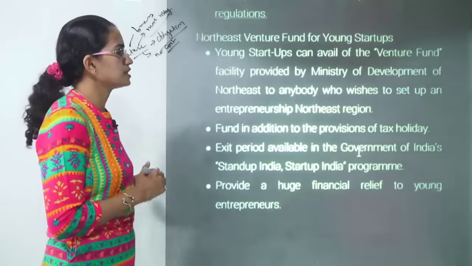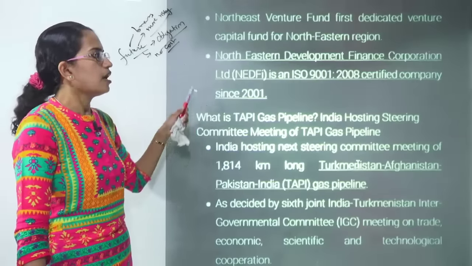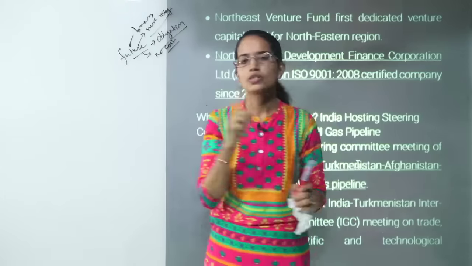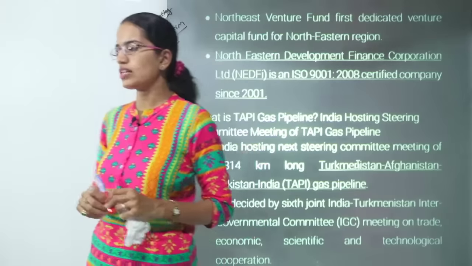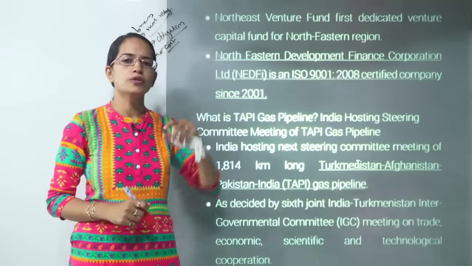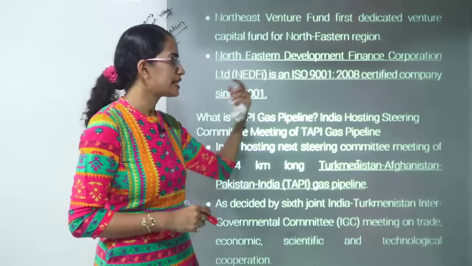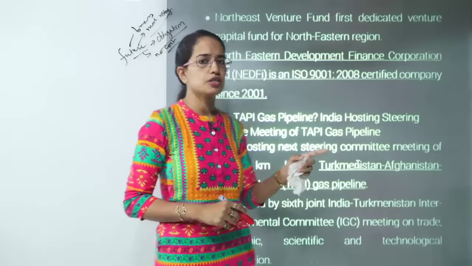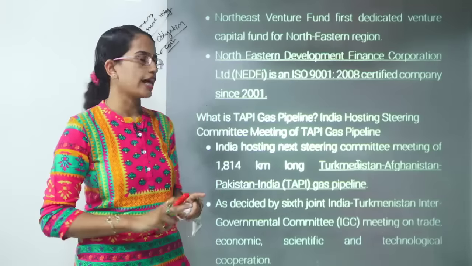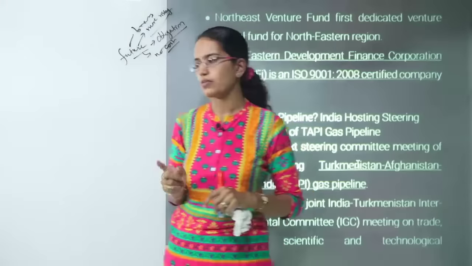The next is Northeast Venture Fund for Young Startups. This is again very important. You have a Northeast Venture Fund that has been established for the young startups, and this is an ISO 9001. When we say ISO 9001, it talks about quality control. ISO 14001 talks about environment. ISO 50001 talks about energy. ISO 27001 talks about information security. So these ISO standards are important, and we would be covering a separate lecture on ISO standards. So make sure you are aware of those, and there could be one or two direct questions on those.